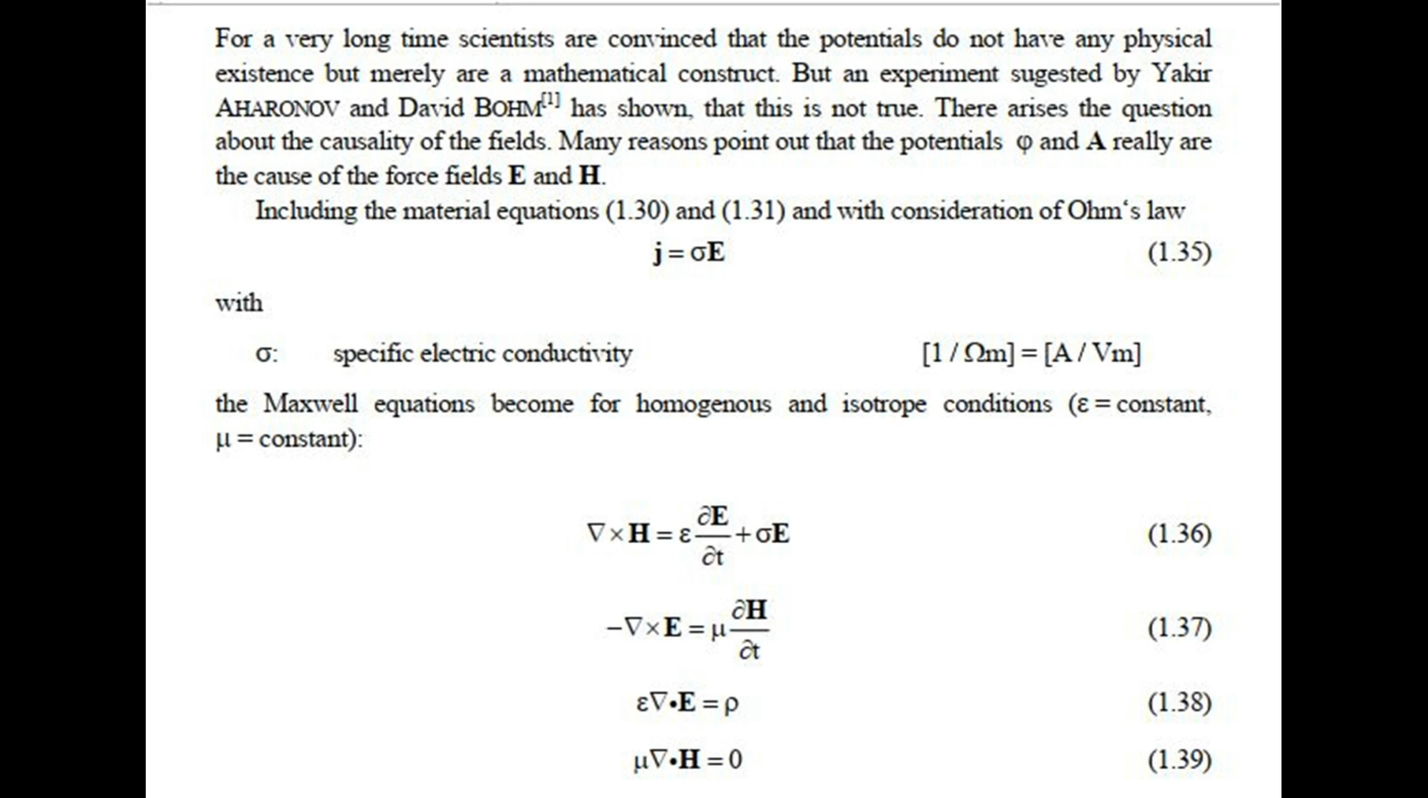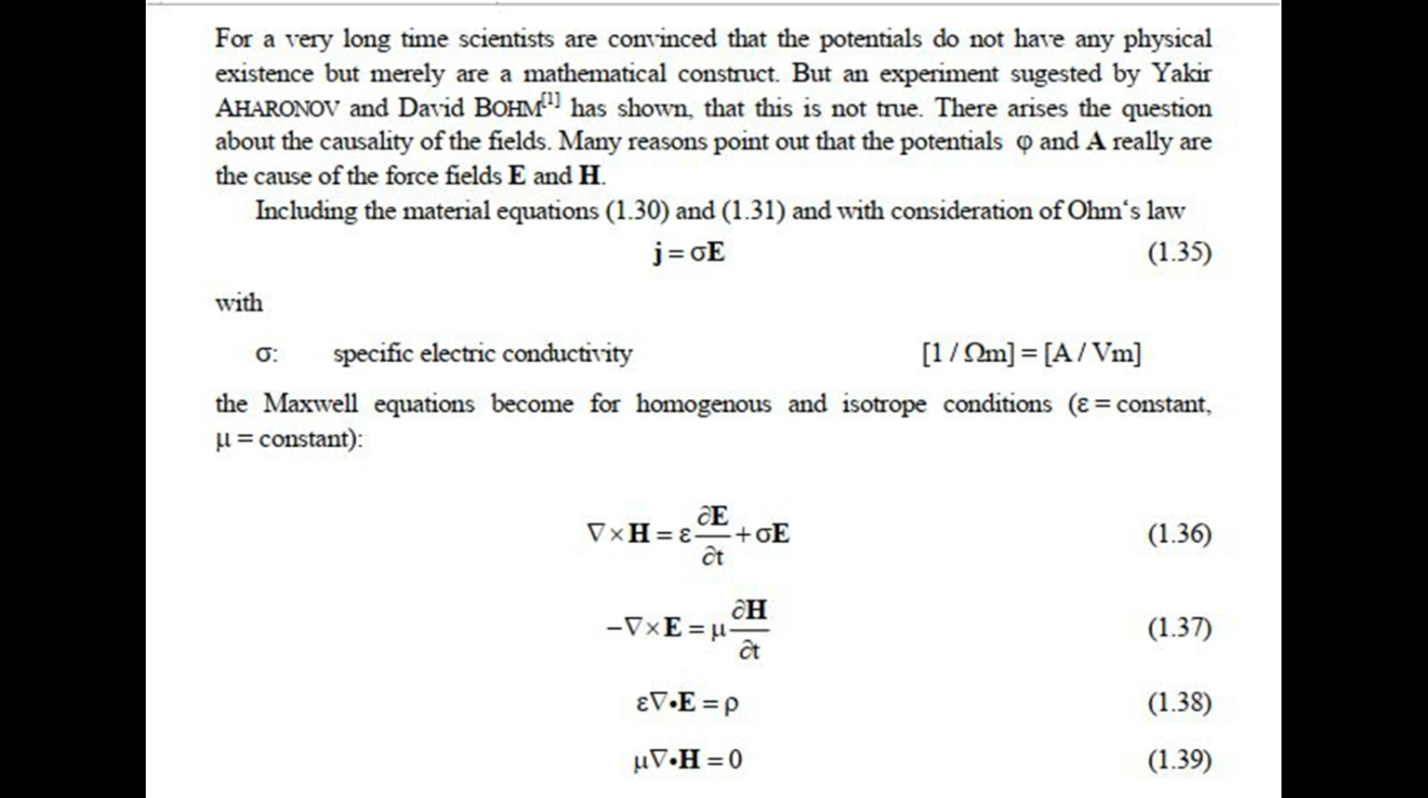But an experiment suggested by Yakir Aharonov and David Bohm has shown that this is not true. There arises the question about the causality of the fields. Many reasons point out that the potentials J and A really are the cause of the force fields E and H, including the material equations, 1.30 and 1.31, and with consideration of Ohm's law, with S, specific electric conductivity, 1 divided by ohm meters, equal amperes divided by volt meters. The Maxwell equations become, for homogeneous and isotropic conditions, E equal constant, M equal constant. Real expansions of Maxwell's equations.